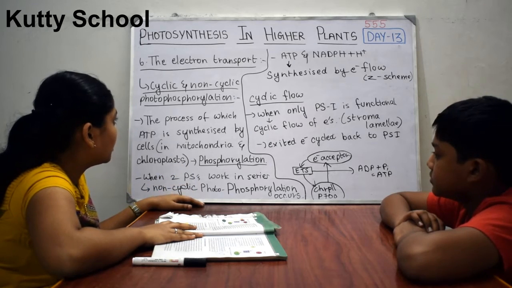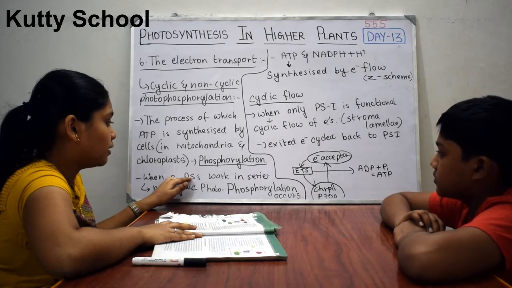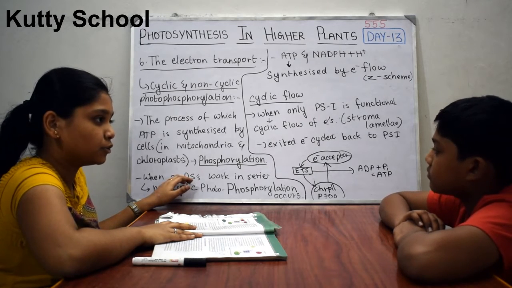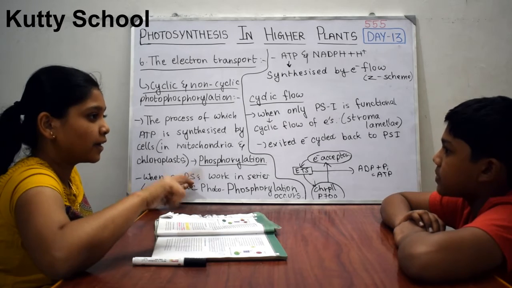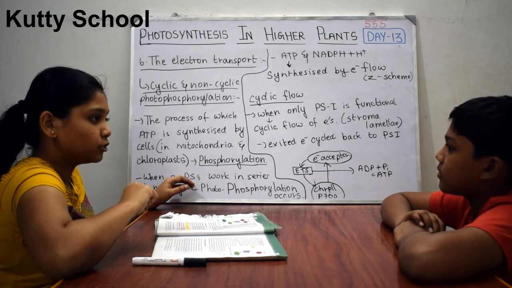Here the two photosystems, PS1 and PS2, like we saw in the last class, photosystem 1 and photosystem 2, pass the electrons along by the electron transport chain.